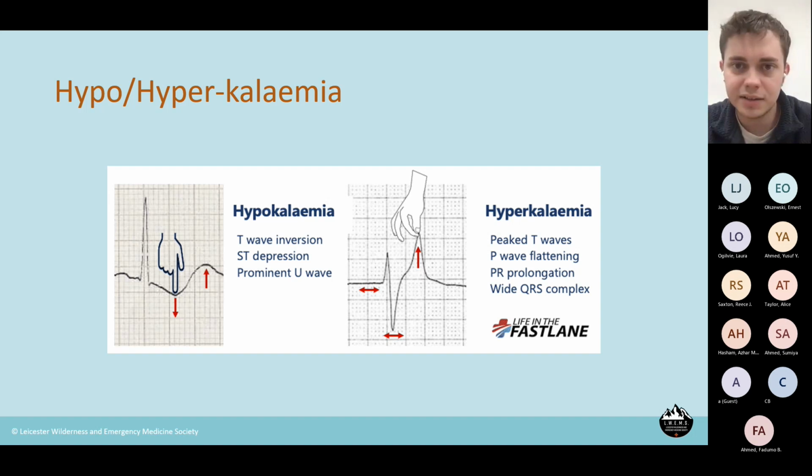Question popped up. Where exactly is the U wave? Yeah. So the U wave is this part here. After the inverted T wave, it goes up above the baseline again. And that's referred to as a U wave, which you see in hypokalemia.